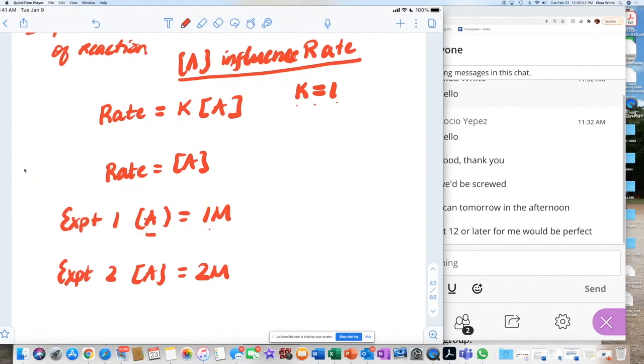If A equals 1 molar, then the rate equals 1 molar per second, since rate is equal to A. Rate is equal to 1 molar per second, also based on the little calculation I did. We said right here that rate is equal to A.